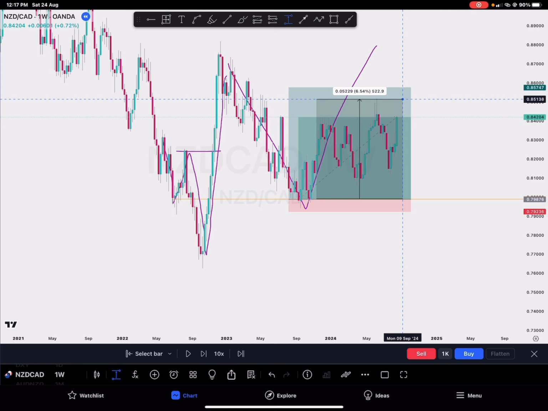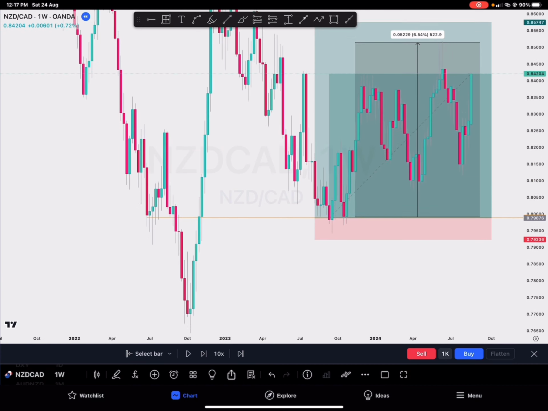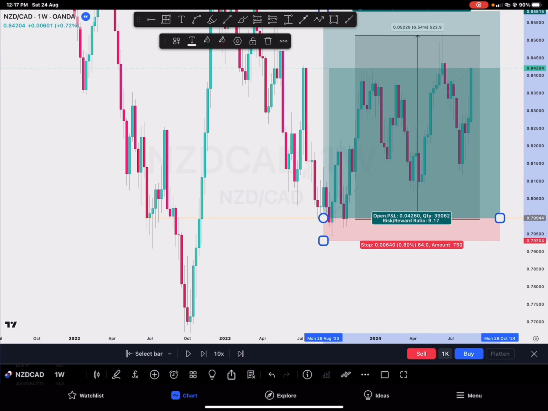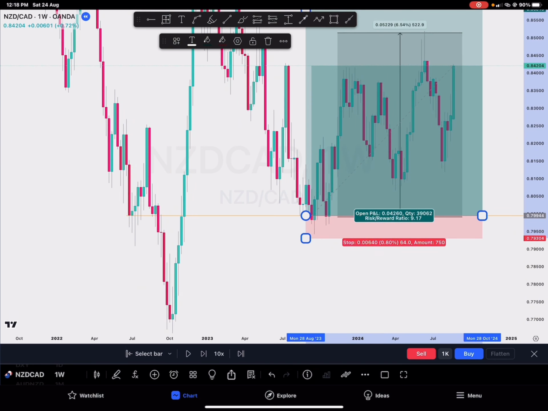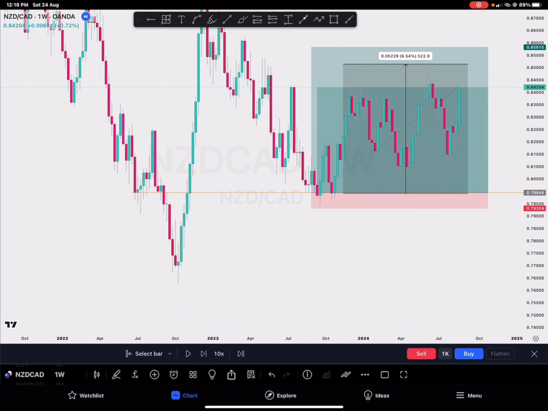So now this one is giving 500 pips. So what could be the risk? This is a weekly time frame. What could be the risk? So you can clearly see here, you're risking 64 pips, but the target is 500 pips, which is good.